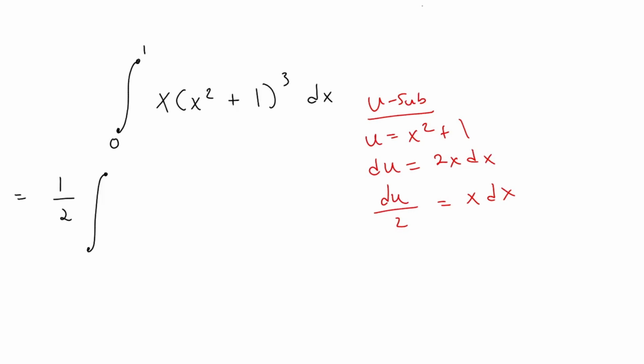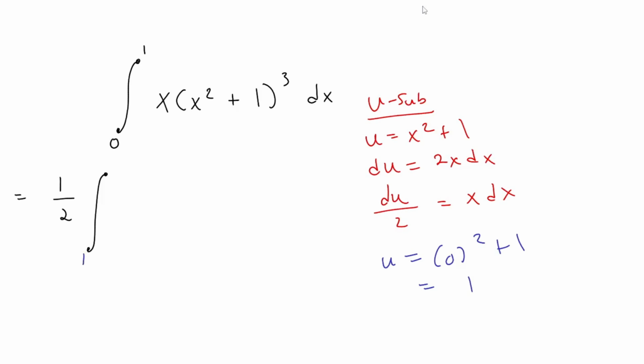So let's do this. The way you want to change the bounds is you want to use this statement right here, and you just want to replace in the x value. So let's say in this case, my x is equal to 0, right? So it's going to be u is equal to 0 squared plus 1. That means my u is going to be equal to 1, all right? So I'm going to put my 1 over here as the bottom bound.